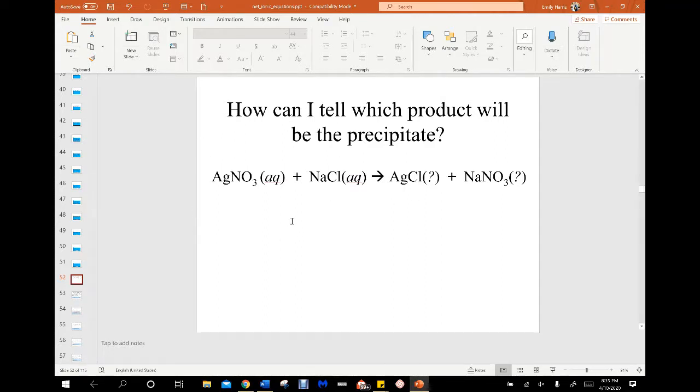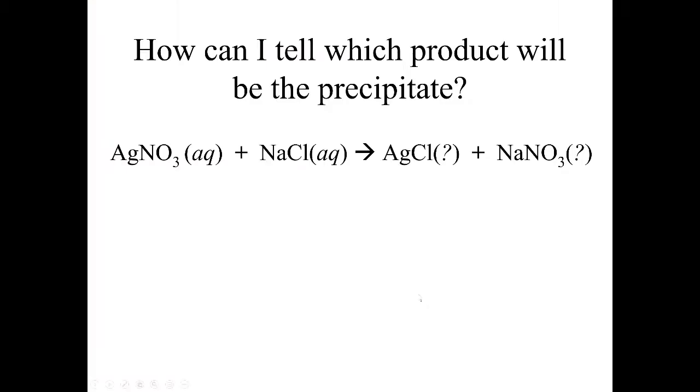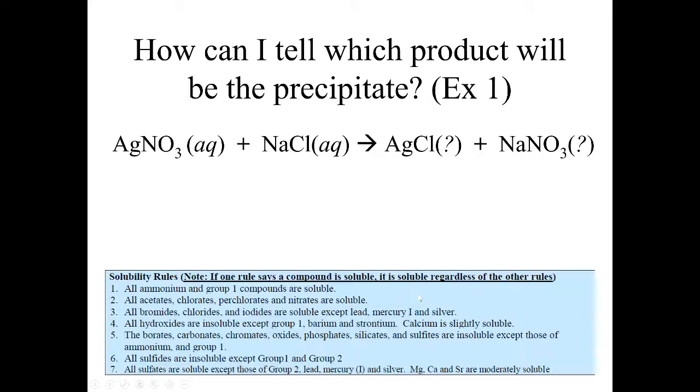And so we may wonder, how can I tell which product will be the precipitate? Fortunately for us, through different scientists observing lots of these double replacement reactions, they've come up with a set of guidelines called solubility rules that can help us predict which product, if any, will precipitate out. And so this should correspond with your second page of notes.